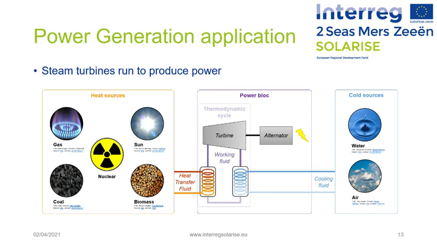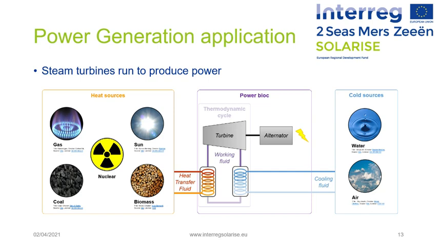Several heat sources can be used in a power generation process. Some of them are from fossil resources like coal, gas, or nuclear, and some others are from renewable resources like biomass or, of course, the sun. About the cold source, water or the ambient air is generally used.